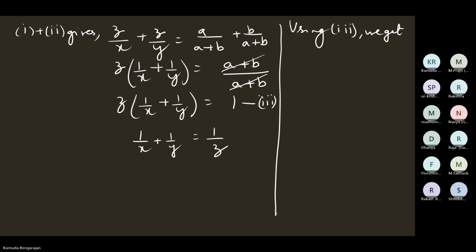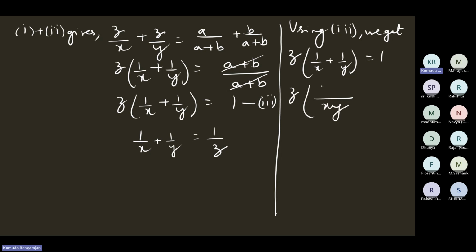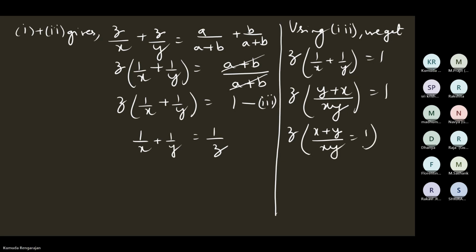z into 1 by x plus 1 by y is equal to 1. Xy is the common denominator. So we have y plus x is equal to 1, which means z into x plus y by xy is equal to 1. What's the result? Z is equal to, okay.